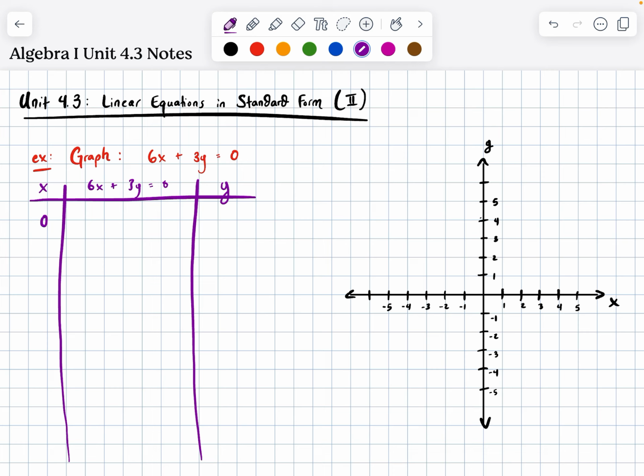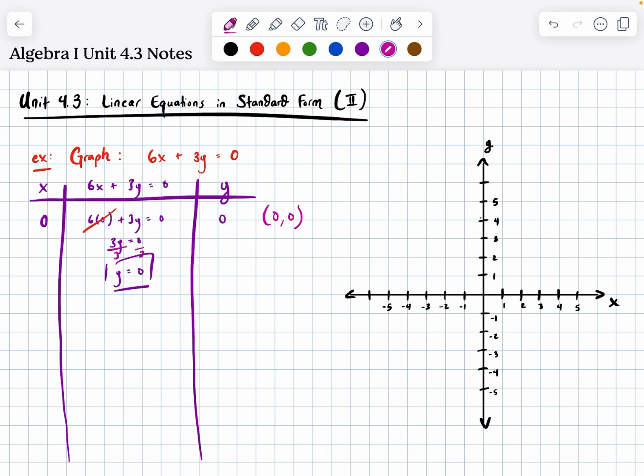Let's start by plugging in 0 for x. If I do that, then I get 6 times 0 plus 3y equals 0. Now to solve for y, all I need to do is simplify. Well, 6 times 0, that's 0. And then I've got 3y equals 0. To isolate y, I should divide both sides by 3. And when I do that, I find that y is equal to 0 divided by 3. 0 divided by anything is 0. Now this tells me that the point 0, comma 0 lives on my graph.